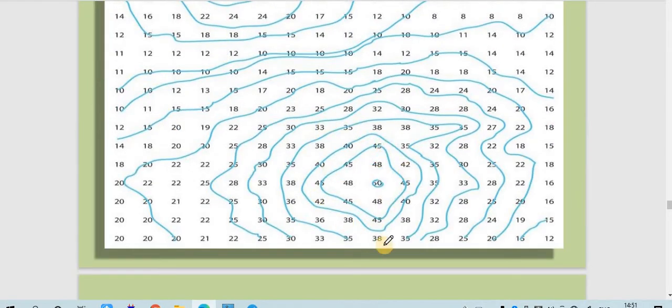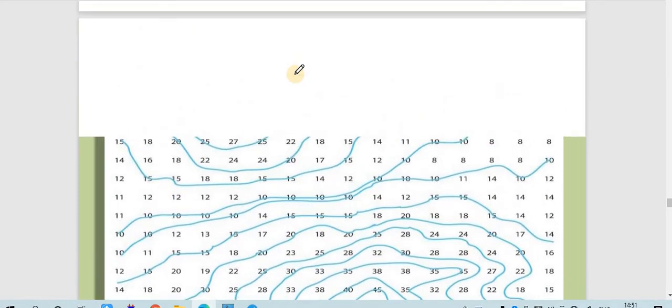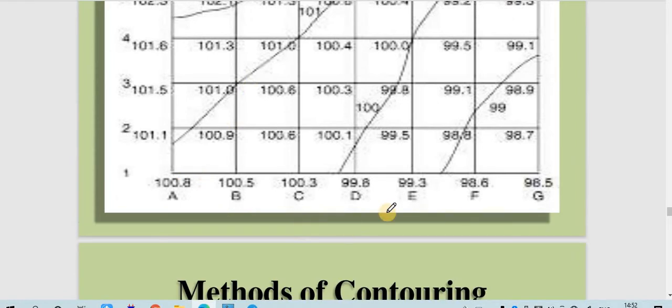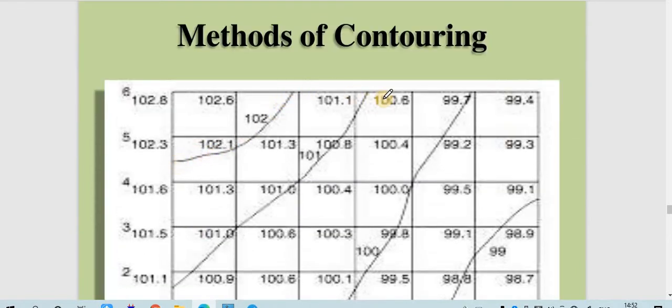This is how a contour is prepared. This is the point which is joining equal elevation. This is 40 and this is 35. As you can see, that is forming a contour line. Or you can see this is what we have drawn. Over here you can see that this is a line which is passing from here to here. It is a contour line, and this is a line again which is passing from here. You can see that we have prepared a grid line and we have found out the elevations of the corner points.